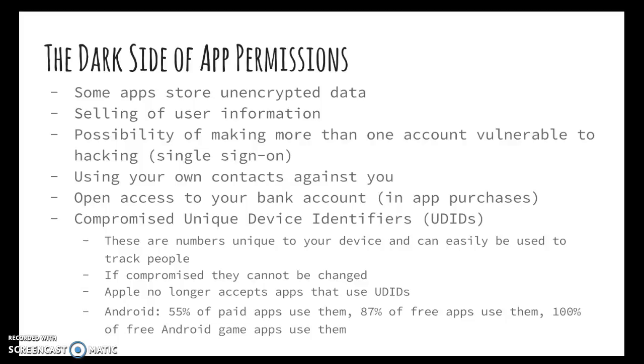Some apps store unencrypted data, so if someone gets access to that information who shouldn't have access to it, it is written out in plain text, all of your information. They don't have to try very hard to figure out what it all means. Some apps sell user information, so third parties, whether it's an advertising company or someone less reputable, then have your information now.